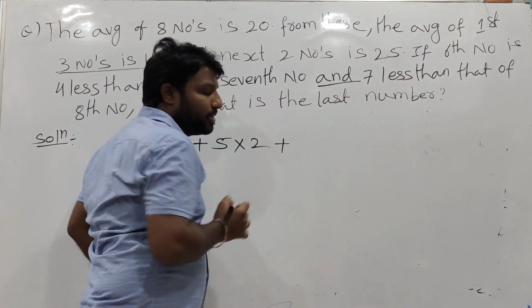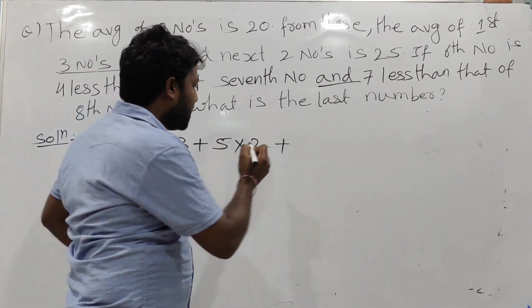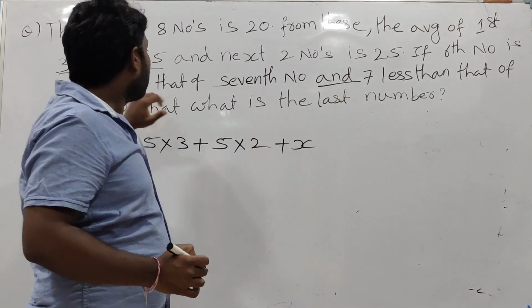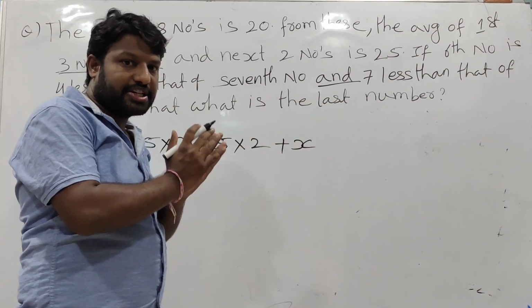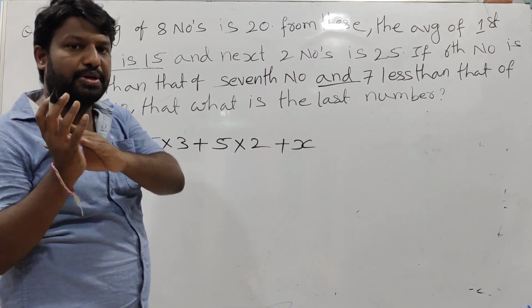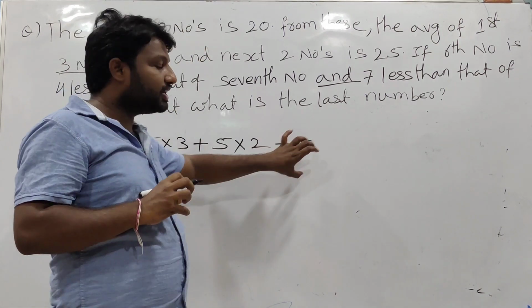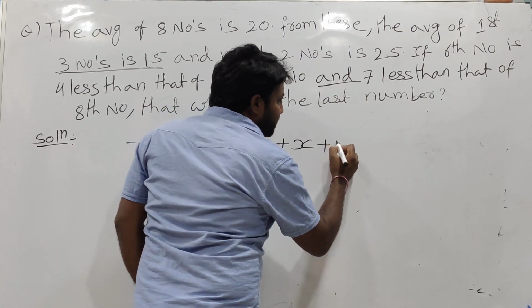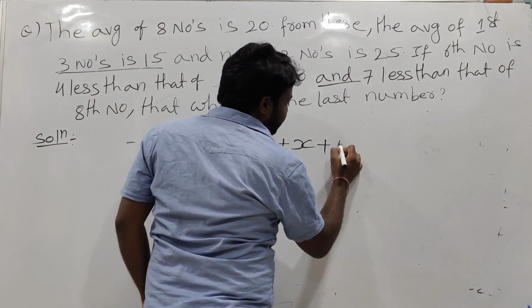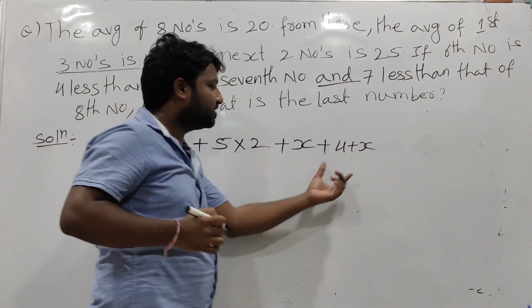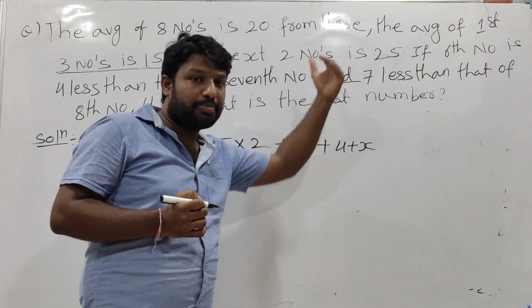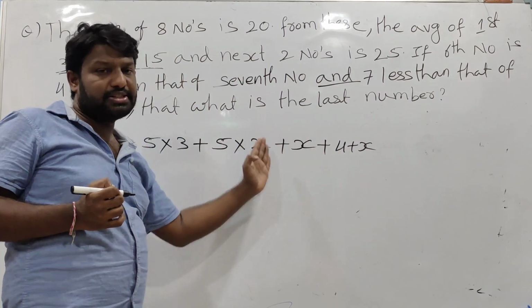Next I am taking the 6th number. So what do I have to call the 6th number? X. I am taking the 6th number as x. And they have given the condition: if the 6th number is 4 less than the 7th number, then the 7th number will be 4 greater than the 6th number. The 6th number is x. The 7th number will be how much greater? 4 greater. So 4 plus x.